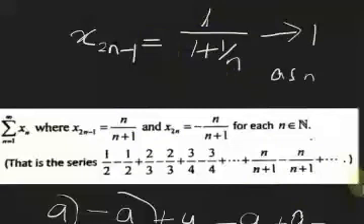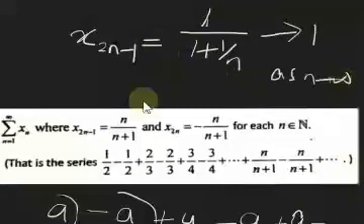Here if you consider this subsequence x sub 2n-1, if you divide both denominator and numerator by n, what is the numerator? 1, and the denominator is 1 plus 1 over n. As n tends to infinity, what happened to this part? This part goes to 0, then the whole function goes to 1 as n tends to infinity.